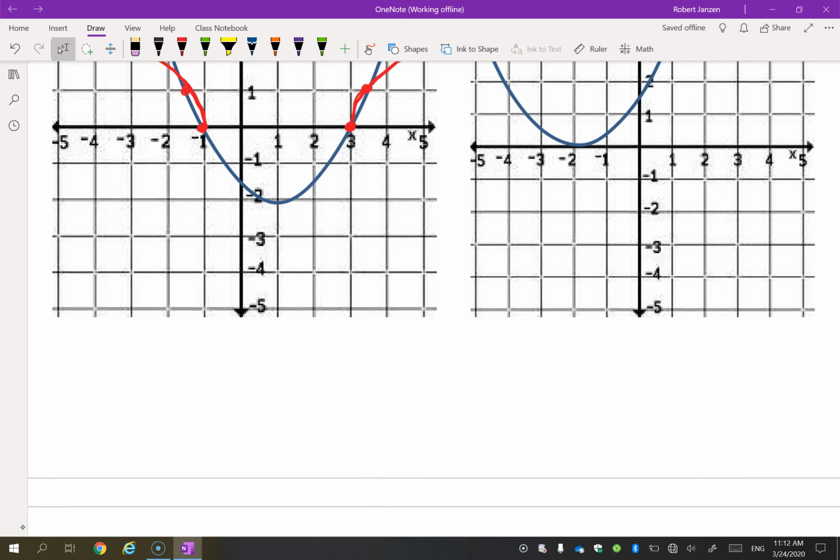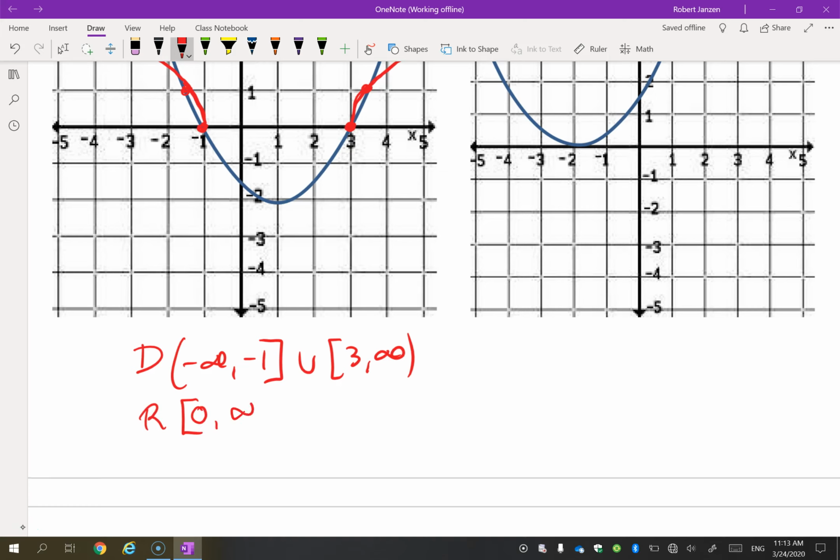Okay, how do you write domain when it's in two pieces like that? It's negative infinity to negative 1, and 3 to infinity. What's the range? Well, even though there are two pieces, you look for the lowest value, which is 0, and then it goes up to infinity.